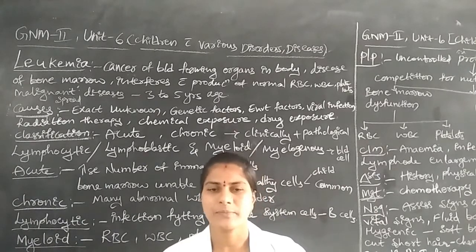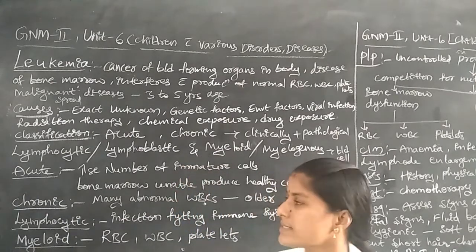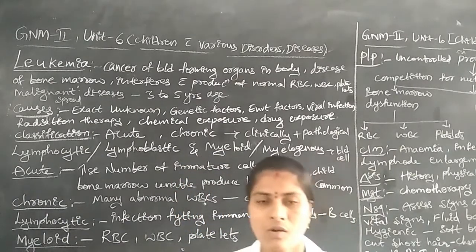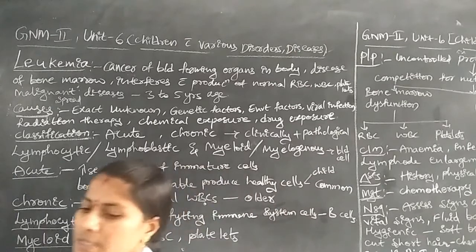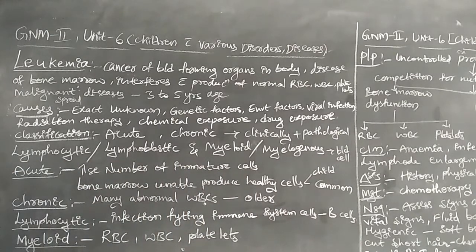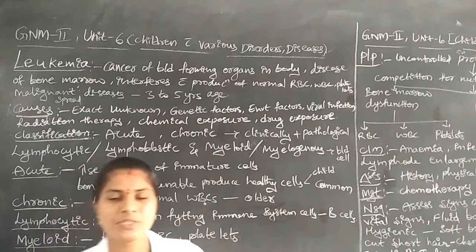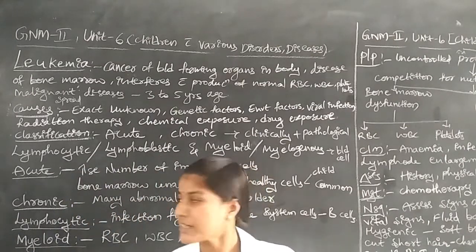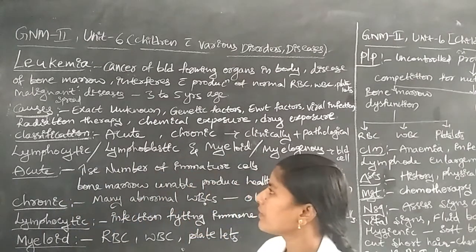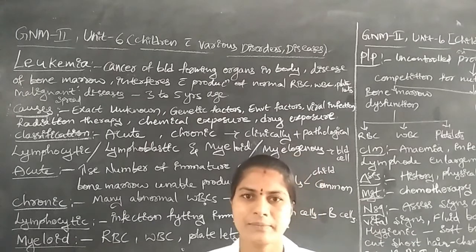These are the causes. First, the cause is unknown. Next, it is due to genetic predisposition or some injuries or some type of viruses, bacteria, or some type of chemical exposure or drug exposure. The children may be affected by this type of leukemia disease condition.